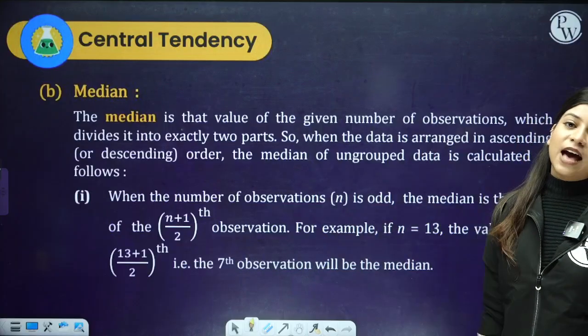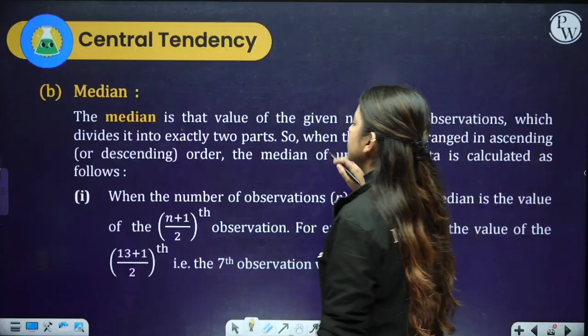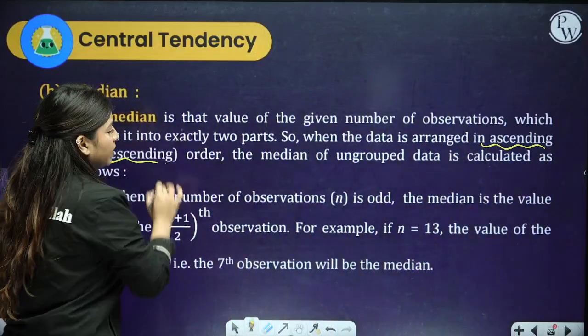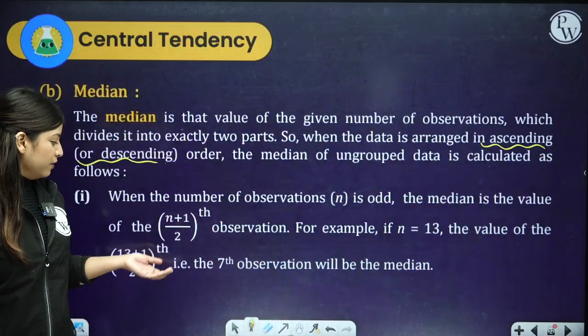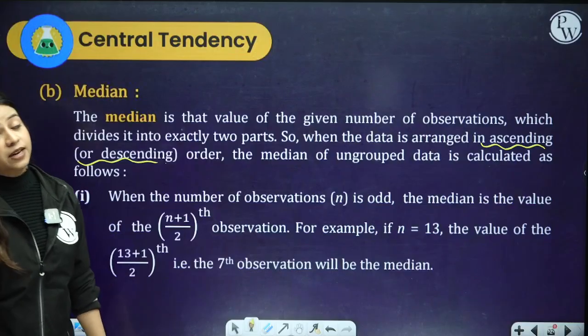The next we have is median. Now median means the middlemost value. So the very first thing we have to do is arrange the data in ascending or descending order. If the number of observations is even, it is n by 2. If the number of observations is odd, it is n plus 1 by 2.